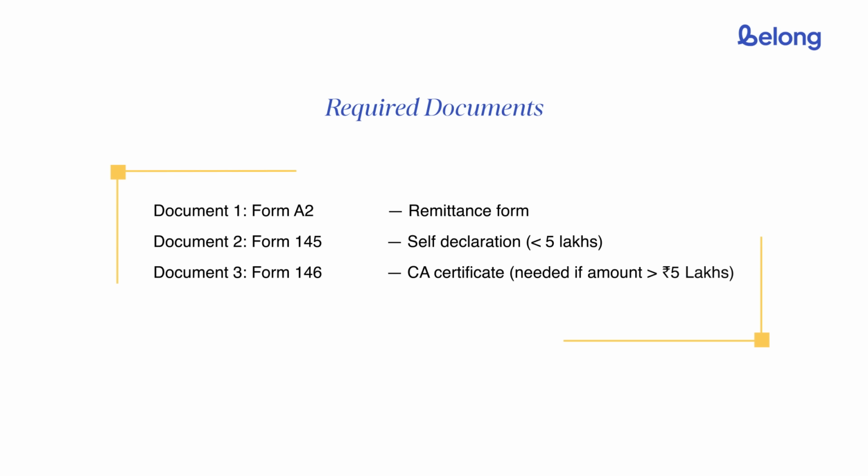So if you have multiple transactions and the total of such transactions exceeds 5 lakh, then again you need Form 146. But if you have just a one-off transaction wherein you are only transferring 1 lakh rupees or 2 lakh rupees, then you don't need a CA certificate for that. You can just do it based on your self-declaration. The third document is your Form 146, which you will get from a chartered accountant.